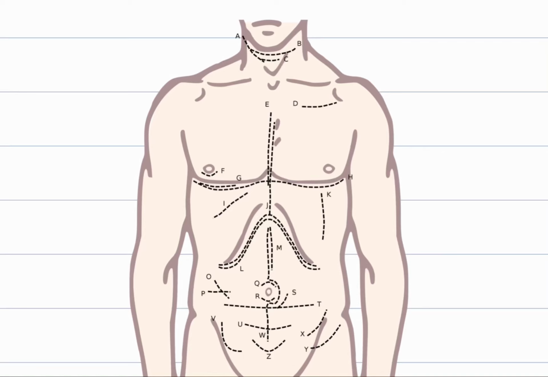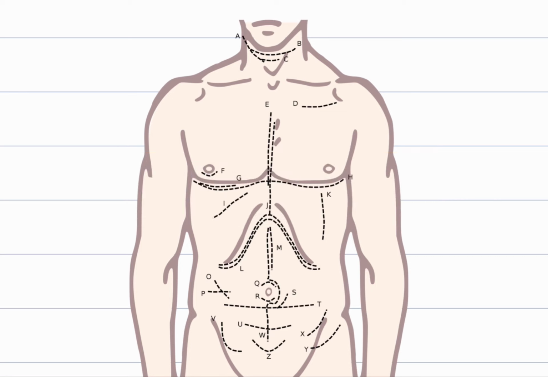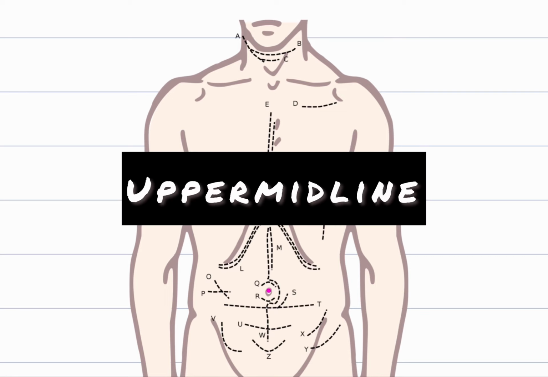Today I'll be discussing a topic on operative surgery, that is some important surgical incisions. I'll be discussing some major surgical incisions that are usually done during a surgical process. I'll be starting with the upper midline incision. The upper midline incision always begins from the xiphisternum to the umbilicus and it runs along the midline.